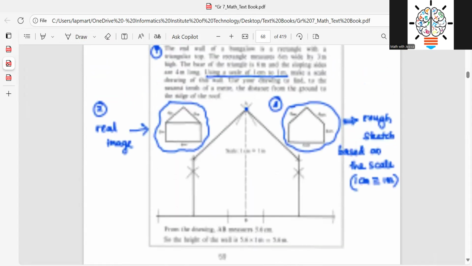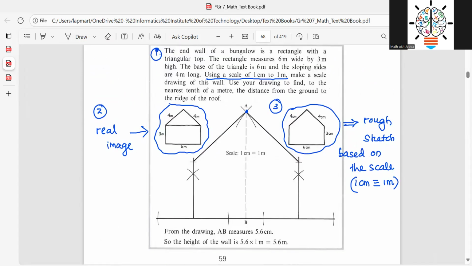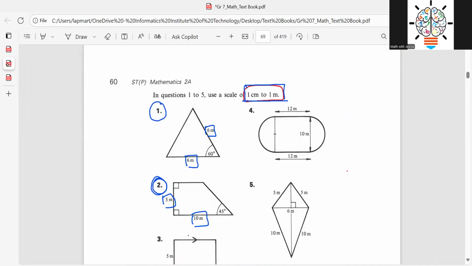When you have the real image, first what do you want to do, children? You want to have the rough sketch based on the scale they have given, right? Always, when you're starting a sum or construction related to scale drawing, first you write down the scale. Here the scale is 1 centimeter to 1 meter. Then you draw the real picture with the meter value. Then you draw the rough sketch with the centimeter value, right? Only then you start doing the construction, right? So you can do question number 1 and 2, right?